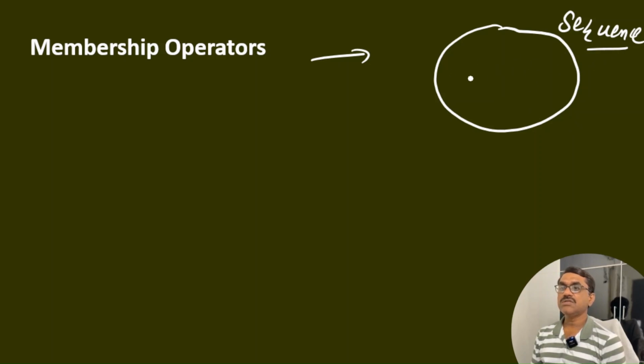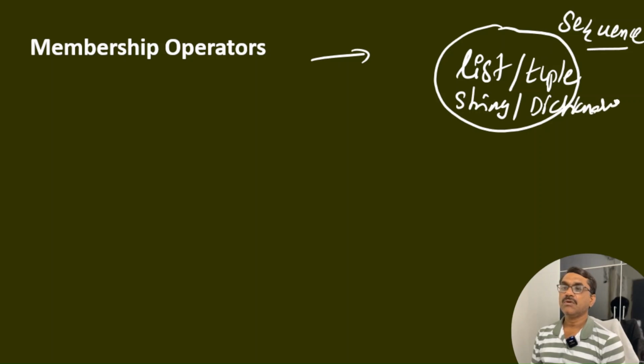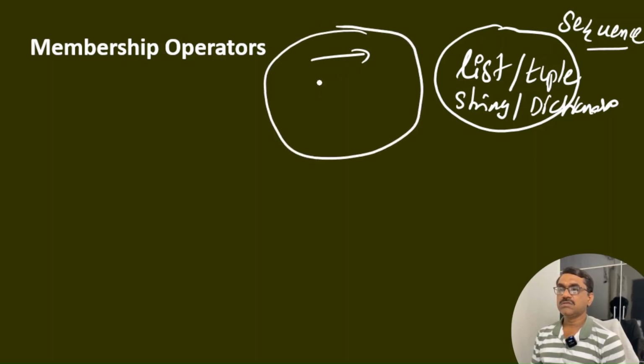The sequence may be a list, or it can be a tuple, or a string, or a dictionary. In the coming chapters, we are going to discuss lists, tuples, strings and also dictionaries. Just assume here that we are taking the domain or the sequence, where we can have a list or tuple or string, or a dictionary also. Now, in the entire sequence, we are going to check the membership.